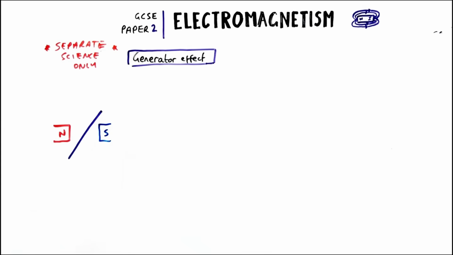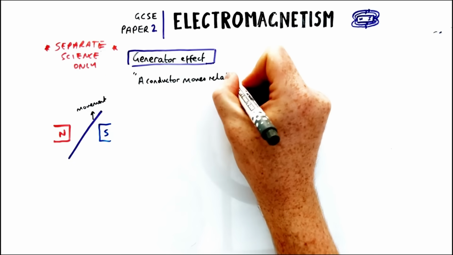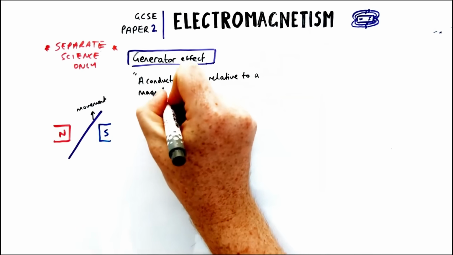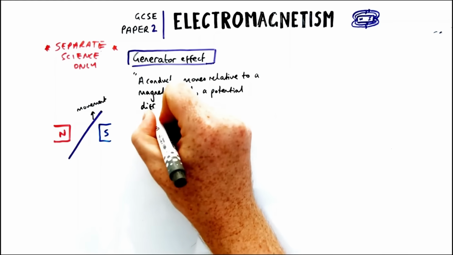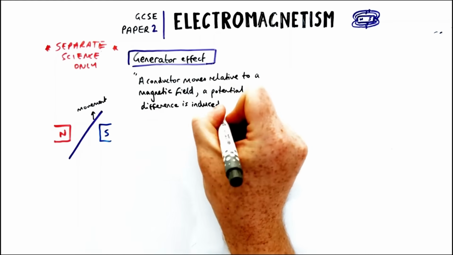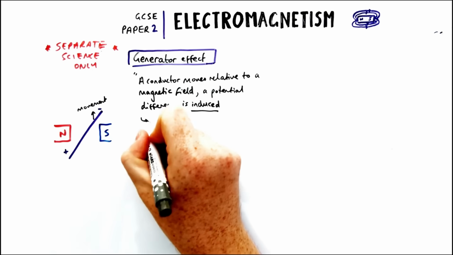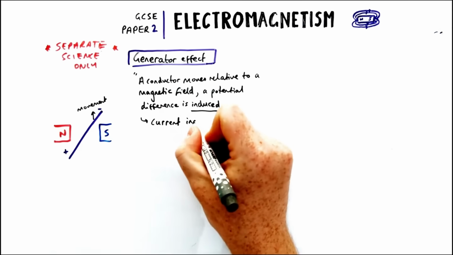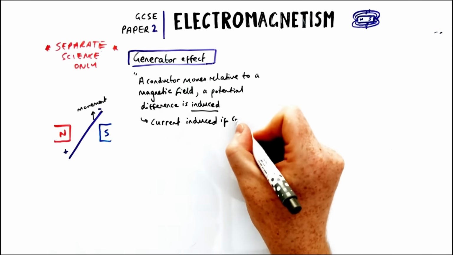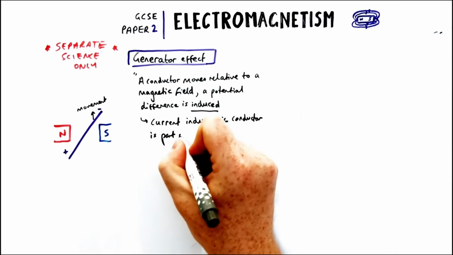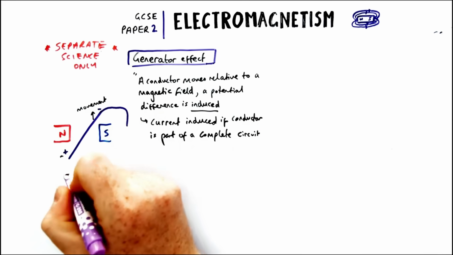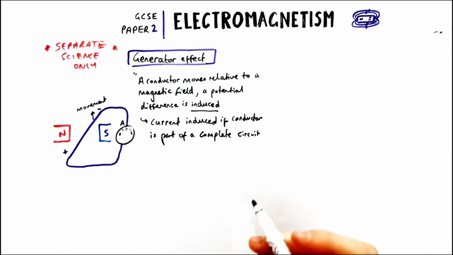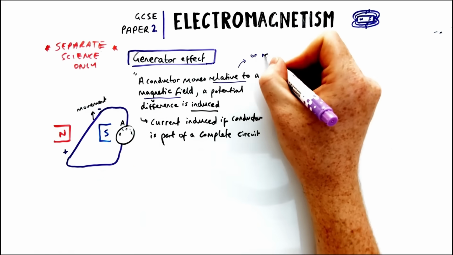So when a conductor moves in a magnetic field or relative to a magnetic field, we get a potential difference being induced. Now this looks similar to the motor effect, but in reverse. Instead of producing movement, I'm putting movement in and I'm getting electric current or potential difference come out the other end. Now it's important to note we only get current induced if the conductor is part of a complete circuit.